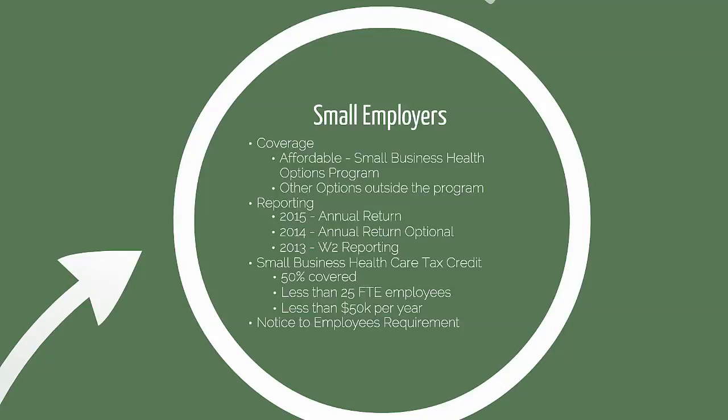In 2014 and later, there will be changes to the credit. The maximum credit will increase to 50% of premiums paid for small business employers and 35% of premiums paid for small tax-exempt employers. To be eligible for the credit, a small employer must pay premiums on behalf of employees enrolled in a qualified health plan offered through a small business health options program, the SHOP Marketplace. The credit will be available to eligible employers for 2 consecutive taxable years.